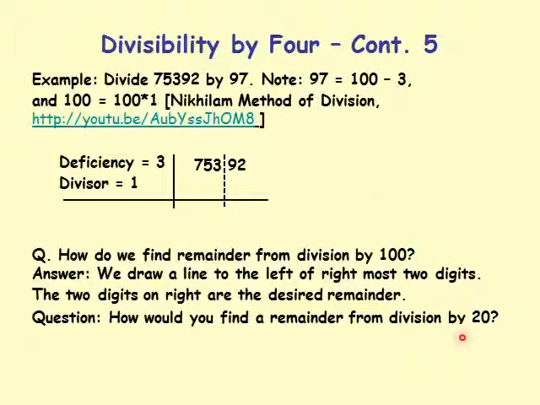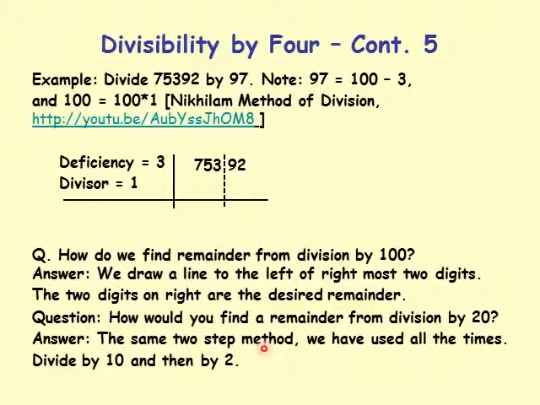Now how about 20, where we have to find the remainder of division by 20? We use the same two-step method we have been using all the time. First divide by 2 and then by 2. First by 10 and then by 2.